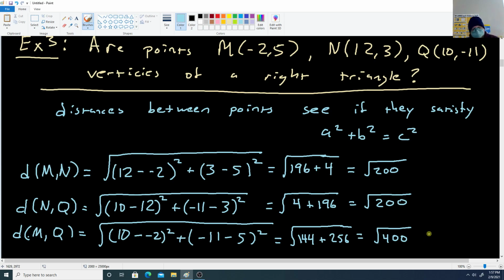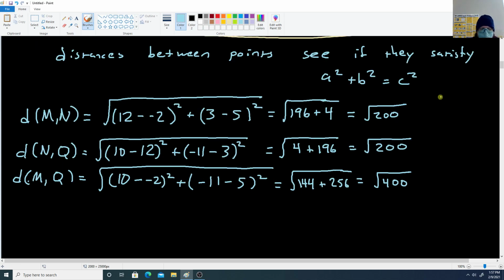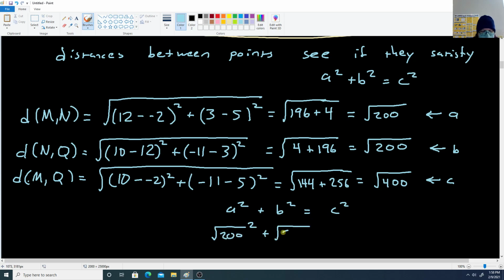So to see if these satisfy the Pythagorean theorem, a and b have to be the smaller lengths. So we'll say a and b, we're going to try those there. C needs to be the longer length. And when we plug in to get a squared plus b squared equals c squared, we'll get the square root of 200 squared plus the square root of 200 squared equals the square root of 400 squared.